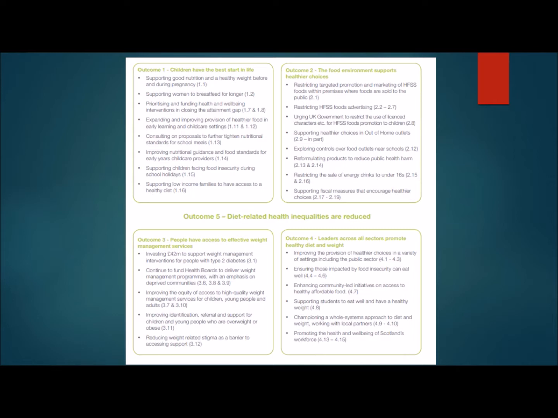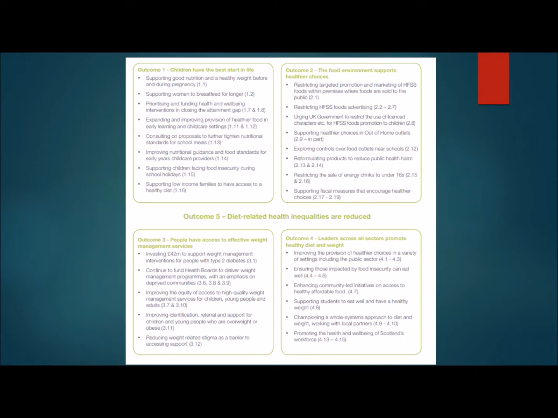The second outcome is about creating a food environment that supports healthier choices. A lot of this is to do with the way large companies that produce foods that are high in fat and sugar, the way they market their products. There's already been some steps made to try and reduce the amount of fat and sugar in products. You might be aware, for example, that Irn-Bru recently changed their recipe so that it was actually half the sugar that was in it before.